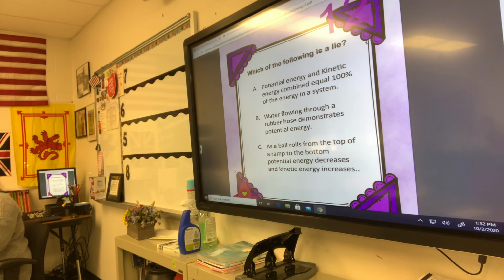Okay, number 12. Anybody? Kamaya? B. Good job. Water flowing through a rubber hose demonstrates potential energy. Well, if it's flowing through the hose, probably not, right? It's going to be kinetic. What if we kinked the hose? Potential, right? And then when you unkink that hose, what does it do? It goes everywhere. So, yeah, good job.